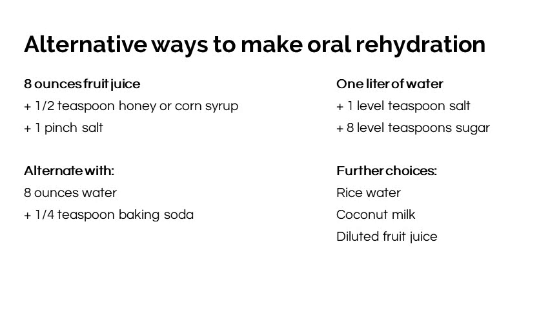If you don't have those fancy packets, there are ways to make equivalent fluids for oral rehydration. Here are a couple of recipes for oral rehydration solutions. You can take 8 ounces of fruit juice and add half a teaspoon of honey or corn syrup, and then 1 pinch of salt. You can alternate with 8 ounces of water and 1/4 teaspoon of baking soda. Similarly, you can take 1 liter of water, add 1 level teaspoon of salt, and 8 level teaspoons of sugar. You can also consider other choices like rice water, coconut milk, and diluted fruit juice.